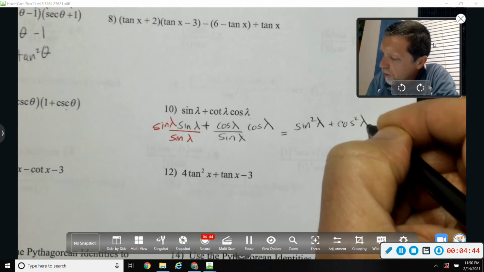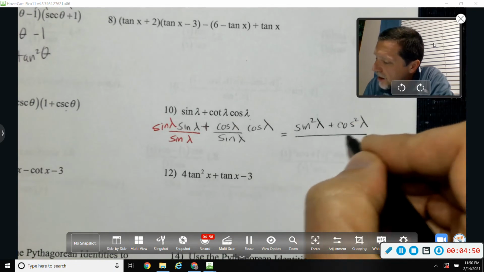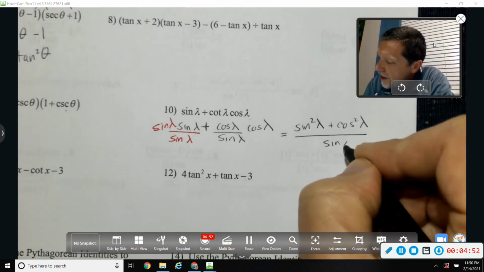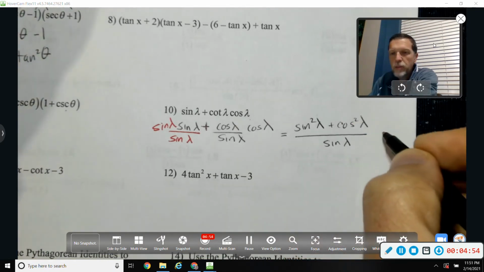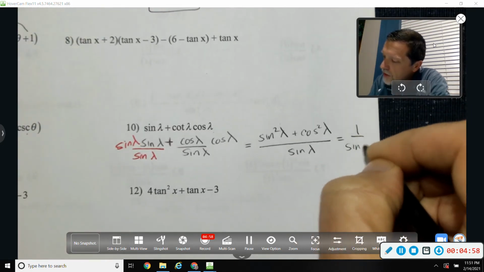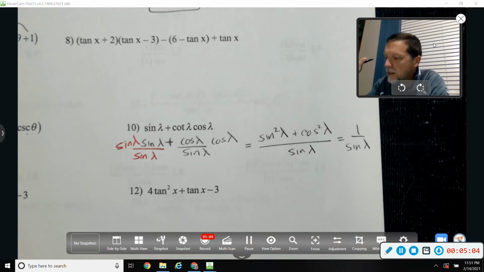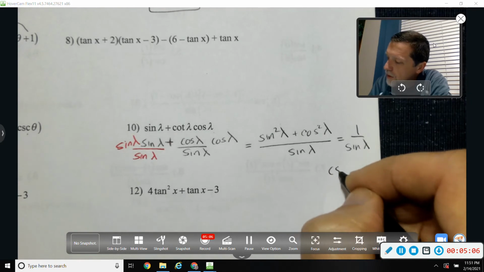Whoops, that should ring bells. Whenever you see sine squared plus cosine squared, you should recognize what that is right away. All over sine. Sine squared plus cosine squared is 1. And 1 over sine. Sine is reciprocal partners with cosecant. So 1 over sine is equal to cosecant.